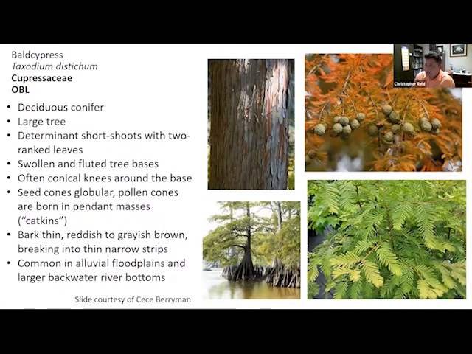Bark varies a good bit, but is usually grayish brown on the outside with some reddish undertone, kind of shreddy. And bald cypress is your quintessential big river swamp species, although you find it on older landscapes along small streams, etc. So that's bald cypress.